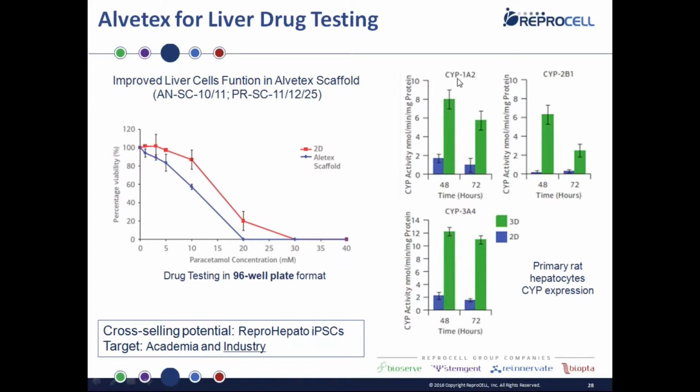Here is an example of detoxifying enzyme activity in 3 dimensions. So in Alvetex scaffold, you can see how there's greater detoxifying enzyme activity. And again, this is all about physiological relevance. You know that your cells are going to work harder and more like what they would in vivo. And therefore, it's a better predictive model for what you're expecting to see in an animal, what you're expecting to see in a human. And it's all helping in the drug pipeline. So this is of very, very good interest to industry.